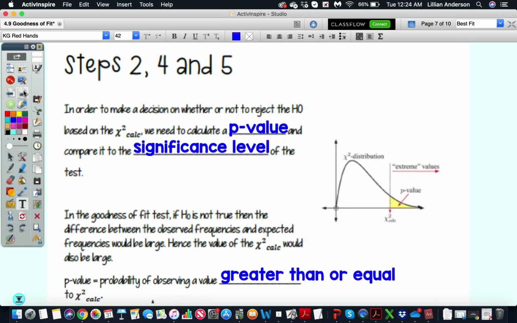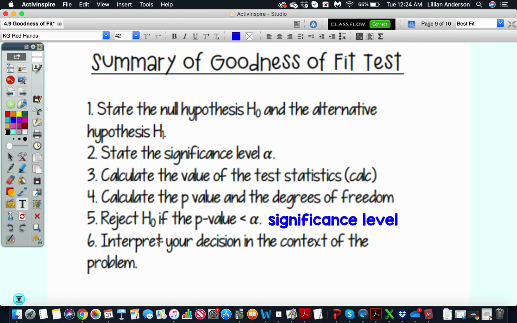It's 0.0169. Now, let's say that we were going to compare this with a significance level of 5%. Okay? Well, if we're comparing this to 5%, then that means that this p-value would be less than 0.05. Remember, to convert a percentage to a decimal, you want to move it to the left 2 places or divide by 100.